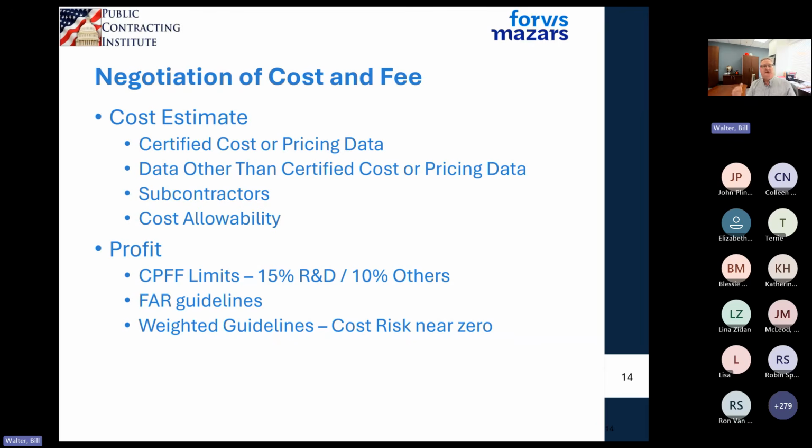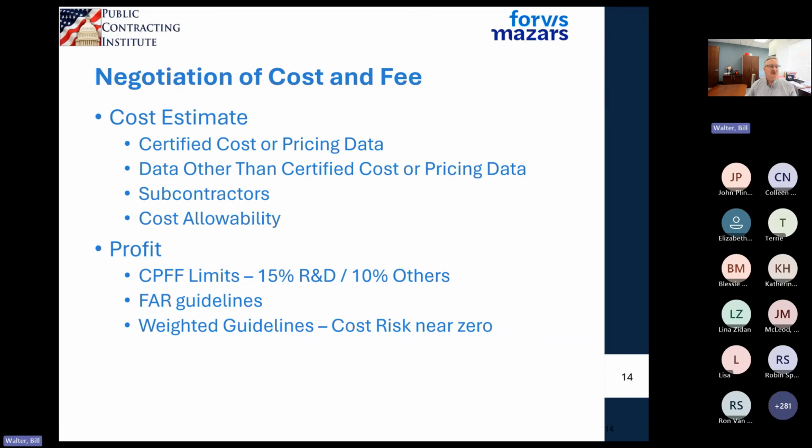So the government will take a look at the allowability of the cost that you've proposed. And if you have profit, okay, fixed fee, cost plus fixed fee contracts do have limitations where the fee cannot be more than 15% of the allowable cost if it's R&D, and it can't be more than 10% of any other cost type contract. I've had some clients that have come in saying, no, we're going to do cost plus work. We want to get 12%. And I'm like, well, is it R&D?